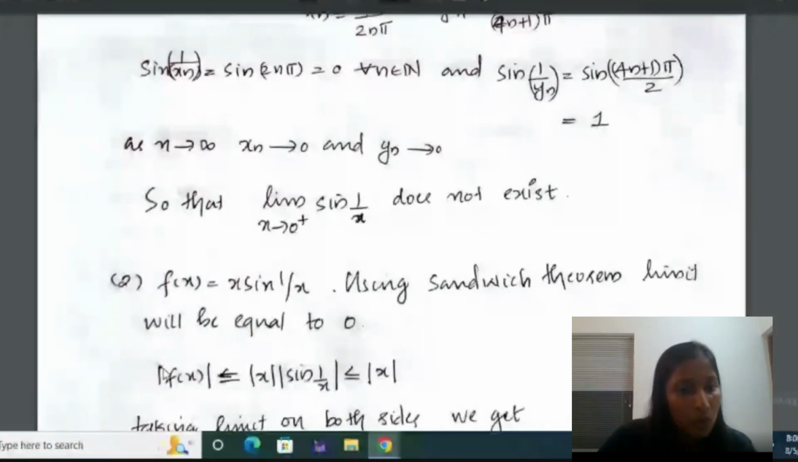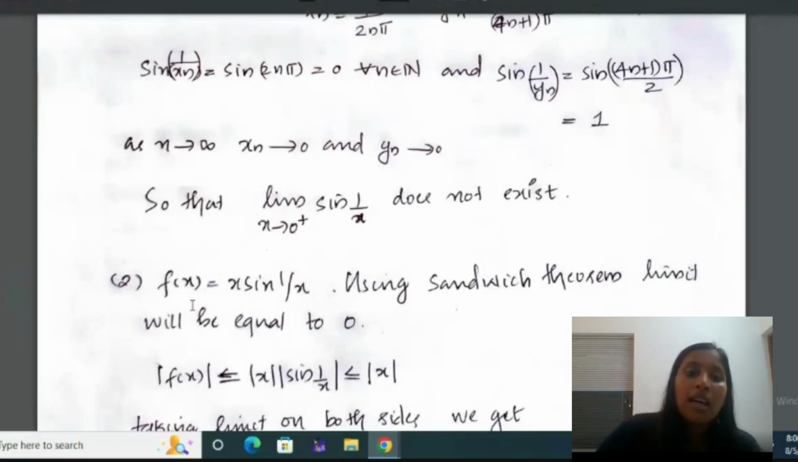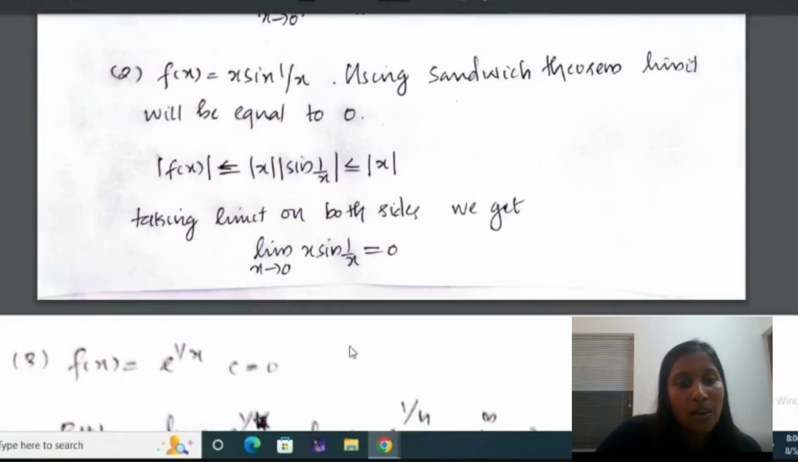So our f of x is x sine 1 by x, so mod of f of x will be mod x times mod sine 1 by x. The sine value will be bounded by minus 1 and 1, so its modulus will be less than or equal to 1. So we substitute that value. Our mod f of x will be less than or equal to mod x. That is, function f of x is sandwiched between minus mod x and mod x. So we apply the limit on the functions on left and right. It will be 0. So by the sandwich theorem, f of x has 0 as the limit at x equal to 0. Okay.